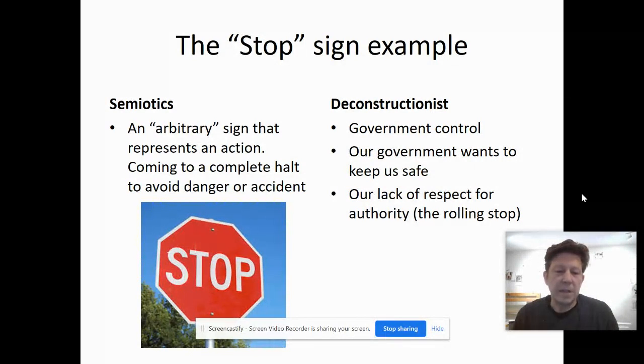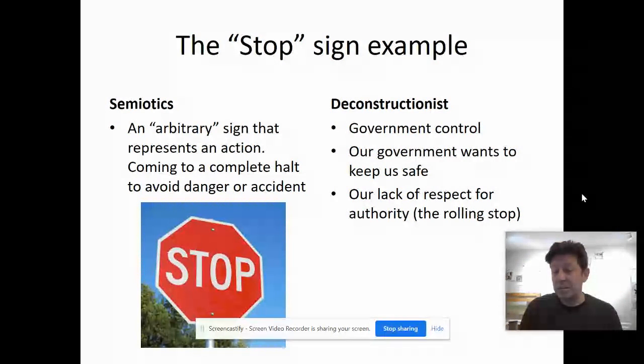So if we look at the stop sign, even just by the shape of it, we know that it's telling us to stop our vehicle, right? And that would be kind of a semiotic way of analyzing what that means. Those letters mean it, the color means it, the shape of it means it. We've seen it a million times. We've been conditioned to know to stop our vehicle.